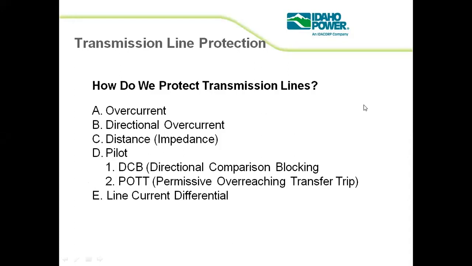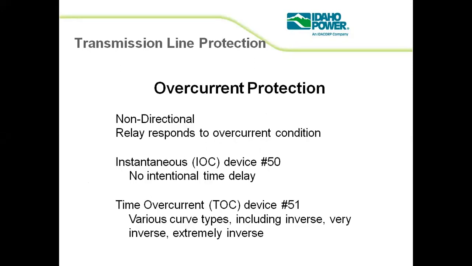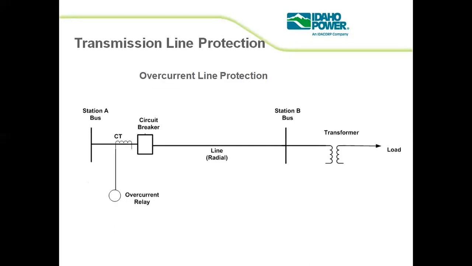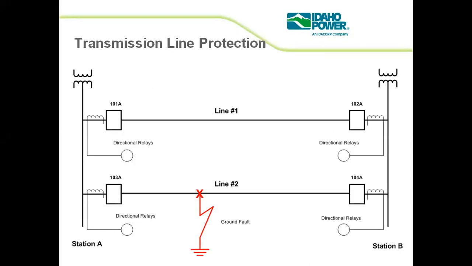So you can say that various types of relays we can use, like overcurrent relay, directional relay, distance relay, pilot relay, line current differential relay. So these five different types of relay we can use in order to protect our system against this faulty condition.